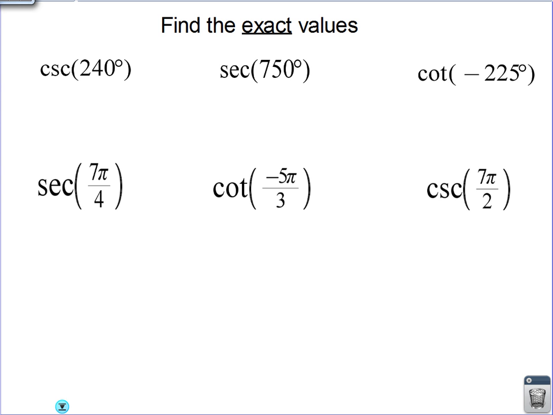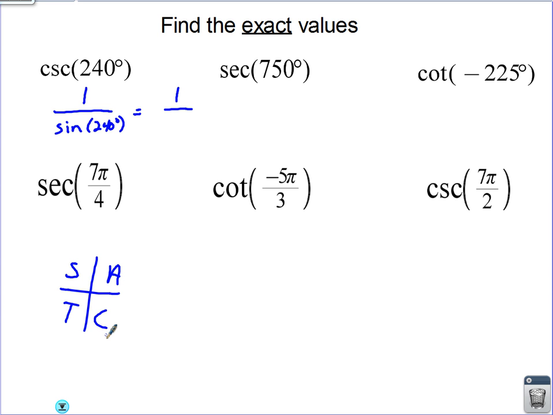The cosecant of 240 is the same thing as 1 over the sine of 240. And we know how to find the sine of 240 by using reference angles. Let's first determine is that positive or negative. And again, you can use All Students Take Calculus. What quadrant is that? Third, so it's going to be negative. And I'm just going to put my negative out front. The sine of 240 has a reference angle.